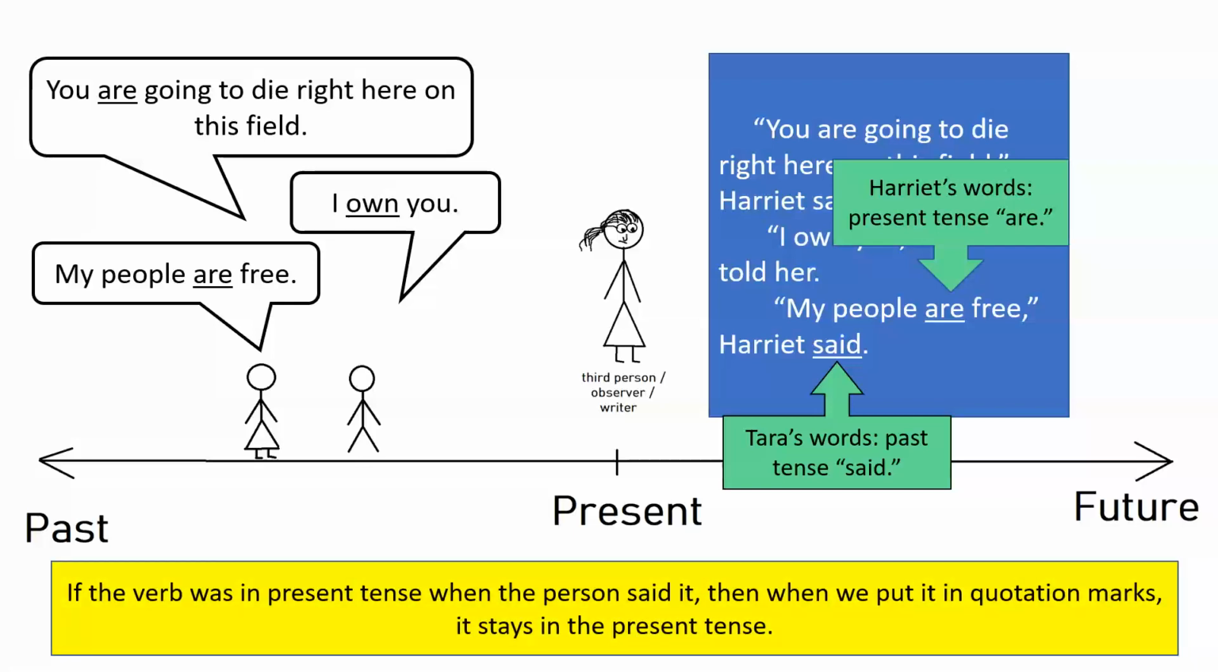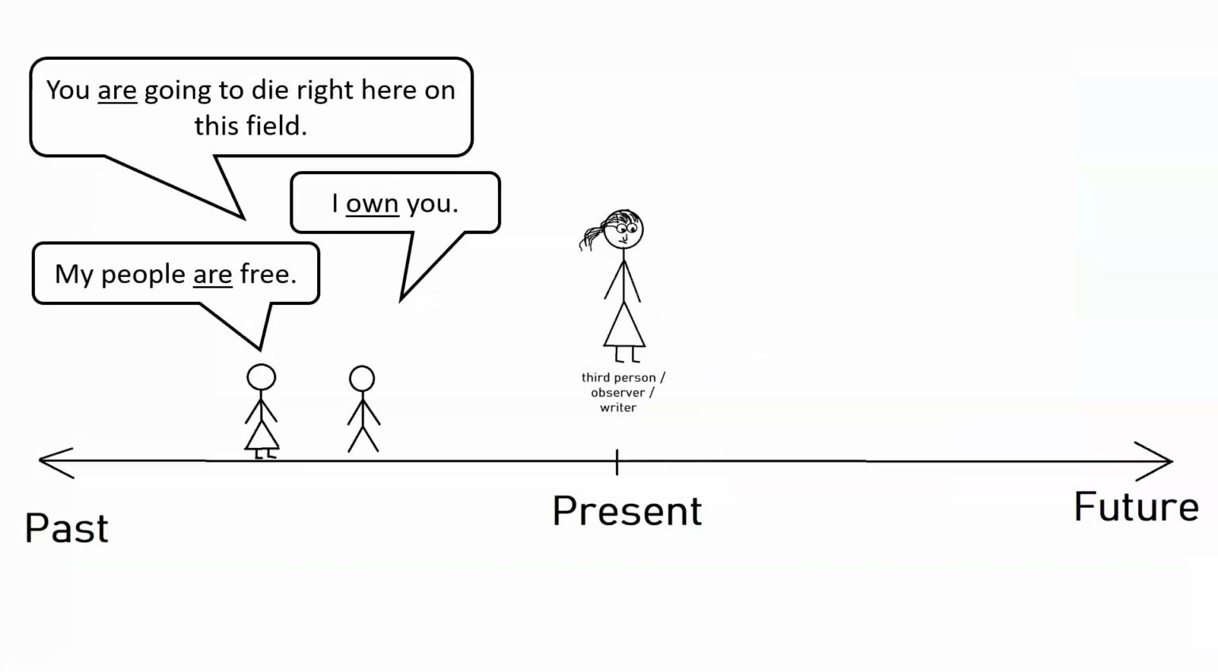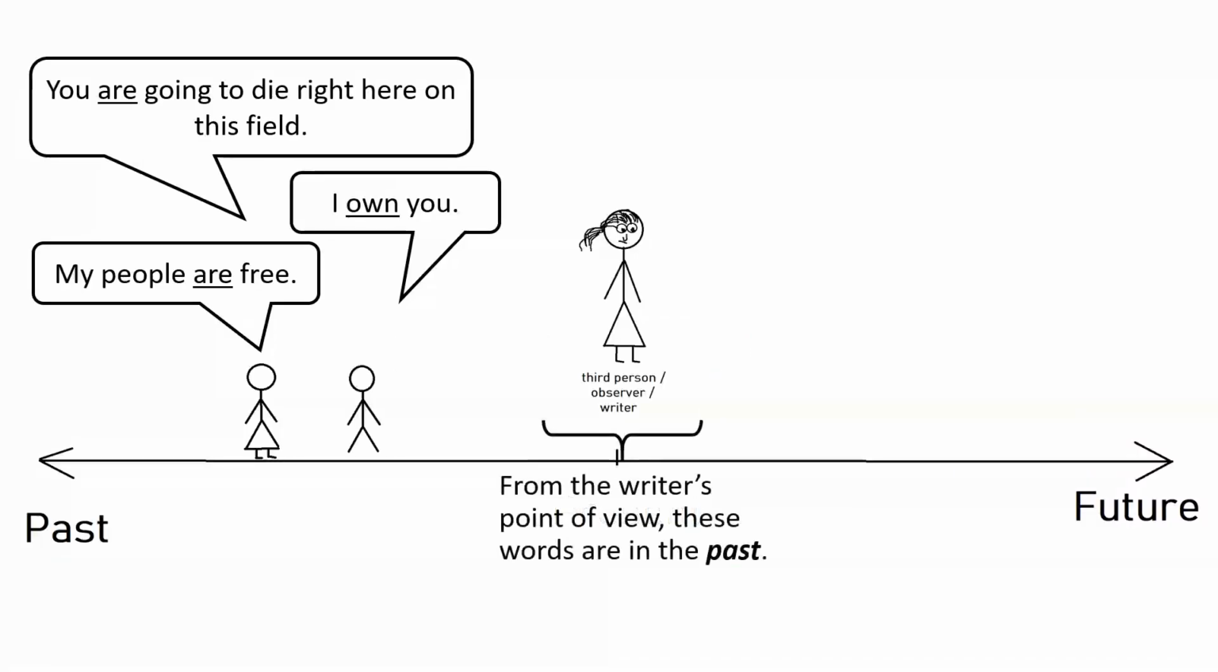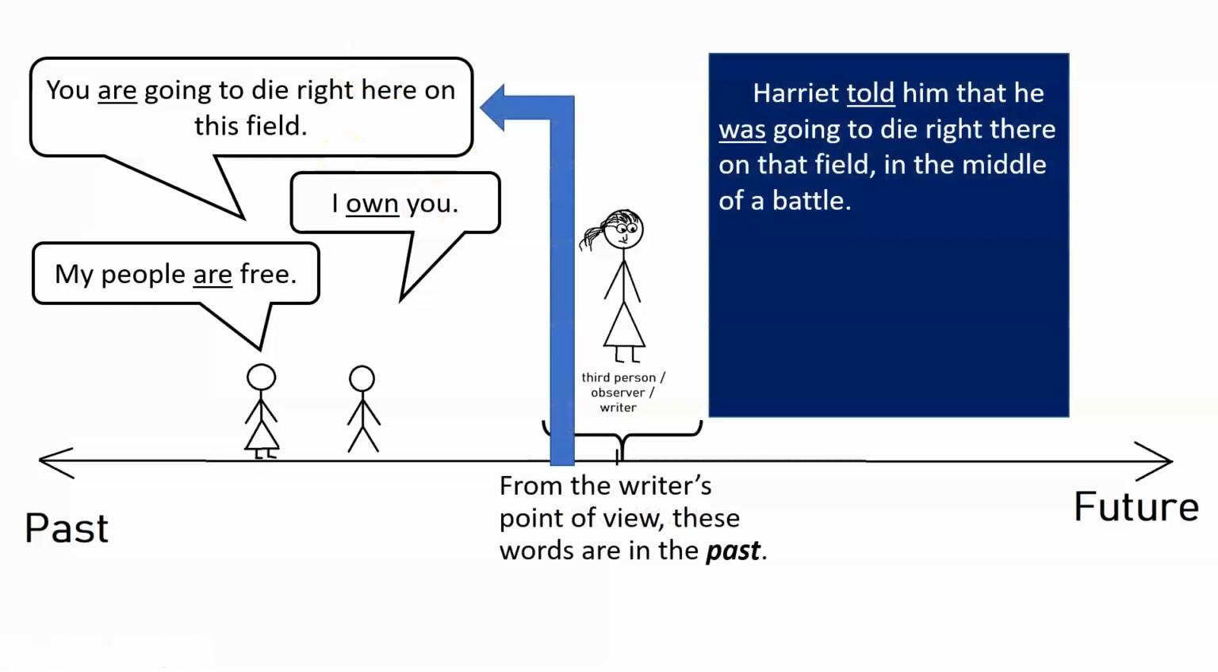If the verb was in the present tense when the person said it, then when we put it in quotation marks, it stays in the present tense. Let's look at the same story in reported speech. So from the writer's point of view, these words are in the past, and it looks like this. Harriet told him that he was going to die. So here it says, "You are going to die," but this changes to past. He was going to die.